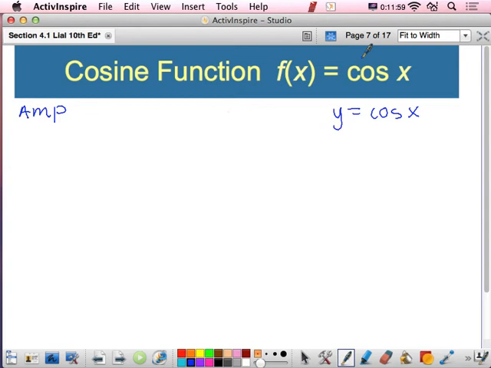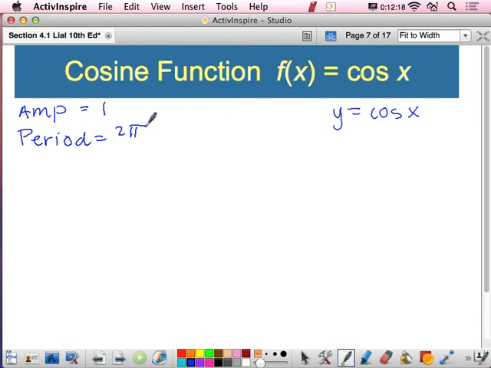Okay, so for y equals cosine of x, both a and b are 1. This is called the parent graph of all cosines. The amplitude is absolute value of 1, which is 1. And the period is 2 pi over b, which is also just 2 pi. So the parent functions both have an amplitude of 1 and a period of 2 pi.